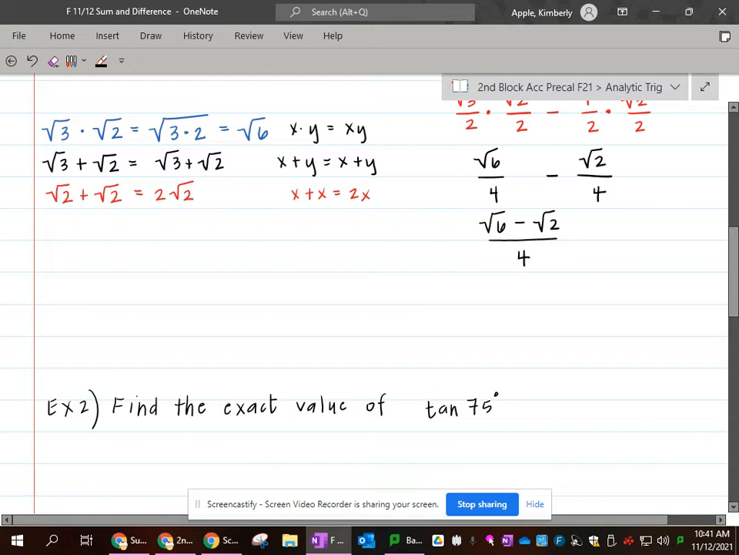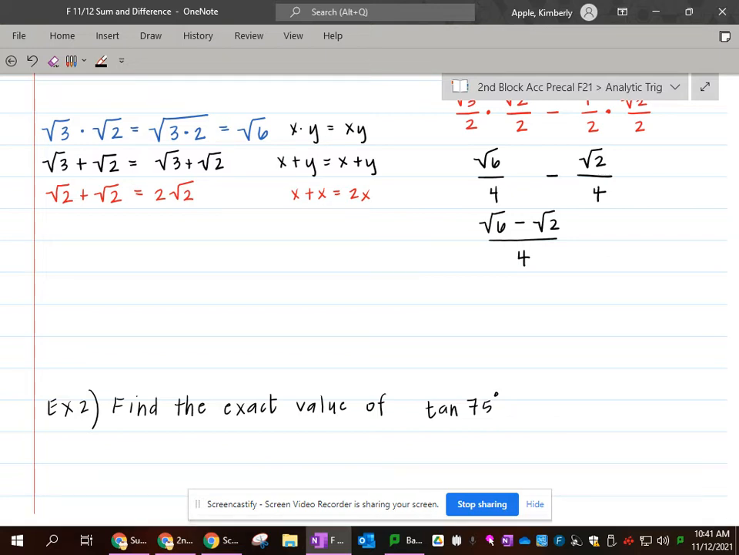The like term component of this is having the same number under the radical. If you multiply, you just smash it together under the same radical, okay? If you're adding, you have to have the same number under to combine.